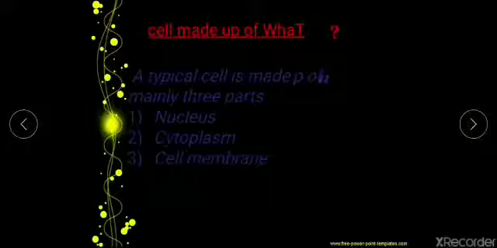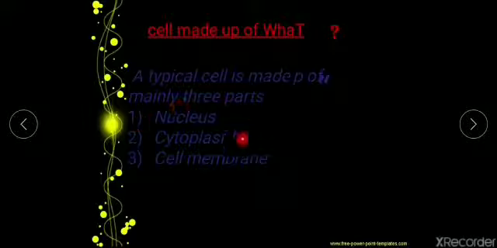Now in today's video, we are going to discuss what exactly the cell is made up of. A typical cell is made up of three parts. We have the nucleus, which is present in the center and has all the genetic material. Then we have the cytoplasm, the gel-like substance present inside the cell, and the cytoplasm has all the important organelles embedded in it.